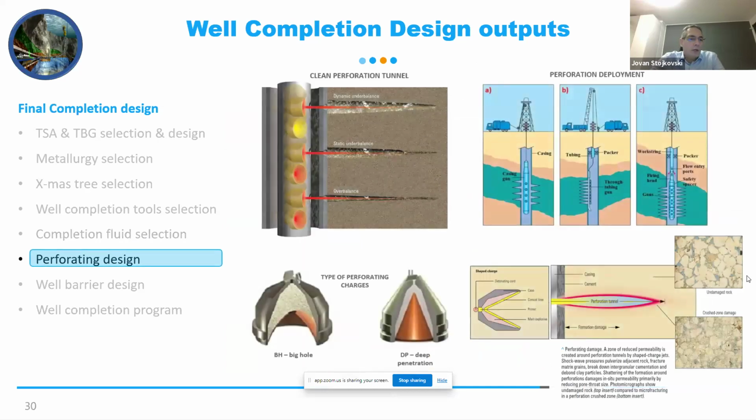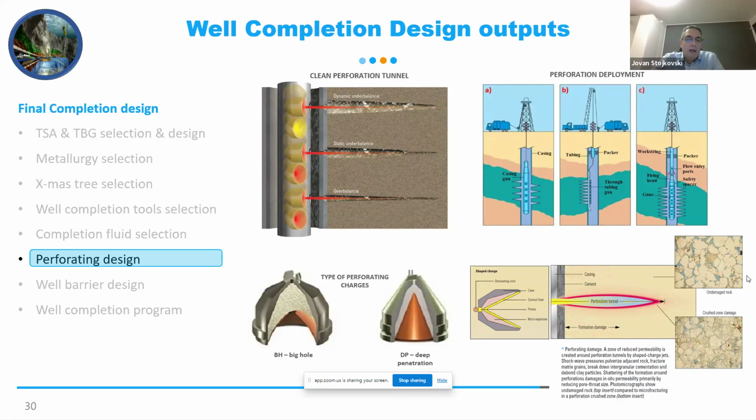When we come to the perforation design, it also needs a lot of interaction with the rock matrix. That means with the reservoir engineers, you need to obtain a lot of information like permeability, porosity, pressure, temperature, so that you can give the service provider all of these details, and they will run a simulation of perforation for you.